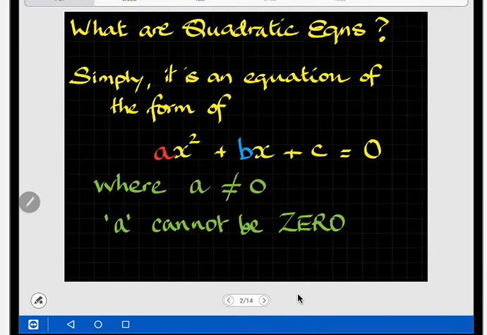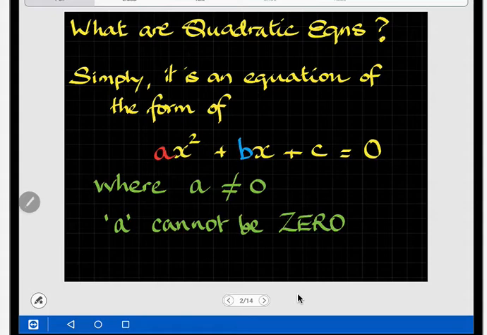what are quadratic equations? Simply, it is an equation in the form of ax squared plus bx plus c is equal to 0. Please note that the value of a cannot be 0. If it is 0, then that equation isn't a quadratic equation. Okay?